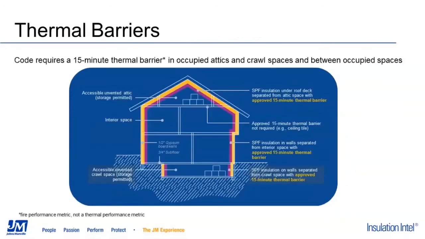Additionally, spray foam is able to meet the code requirements of a 15-minute thermal barrier for occupied attics and crawl spaces, in addition to thermal barrier between occupied spaces, with an approved 15-minute thermal barrier applied on top of the spray foam. It is important to check the area of installation for the spray foam and determine where the approved thermal barriers are required. It could be a gypsum wall or subfloor in some applications, and in attic applications, there is a sprayable thermal barrier that can go on top of the spray foam.